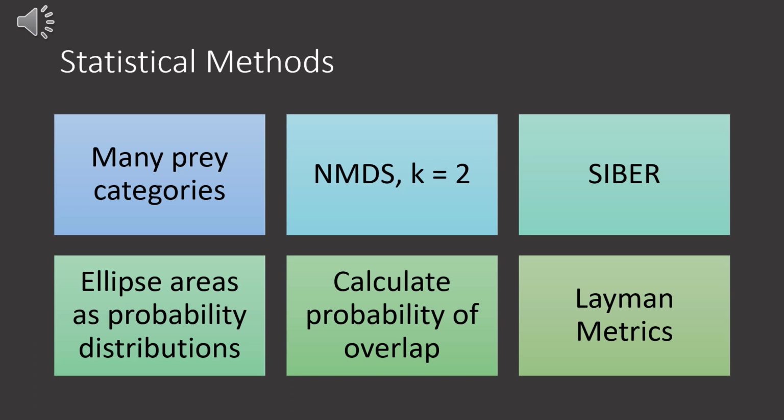And then I also calculated the Layman metrics. Because of the probability distributions of the Layman metrics as well, all of these were calculated using a Bayesian approach, I could make direct statistical comparisons among groups.